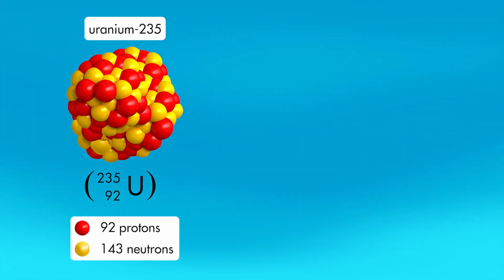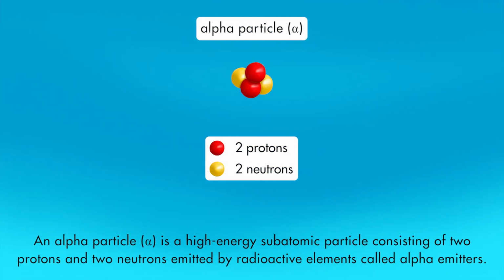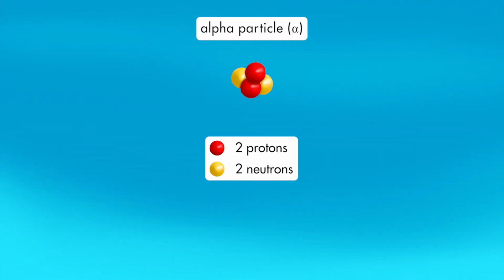A uranium-235 isotope will try to become more stable by ejecting 2 neutrons and 2 protons from its nucleus. As the neutrons and protons are ejected, they combine to form an alpha particle. An alpha particle is a high-energy subatomic particle consisting of 2 protons and 2 neutrons emitted by radioactive elements called alpha emitters. Since an alpha particle contains the same number of protons and neutrons as a helium-4 isotope, its nuclear notation is the same as helium-4.